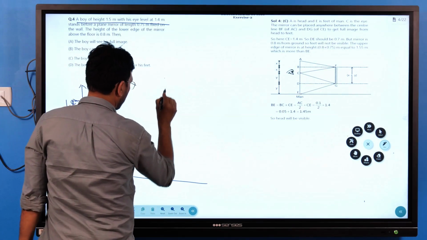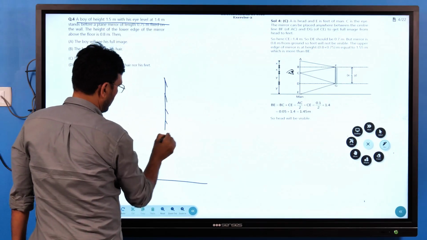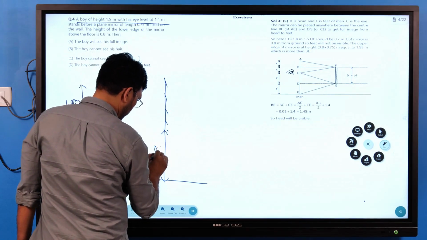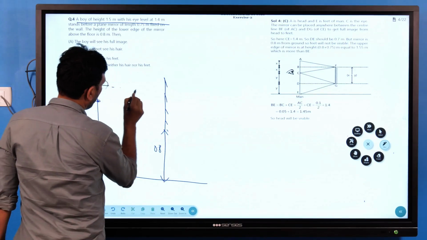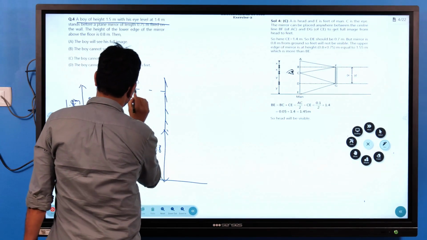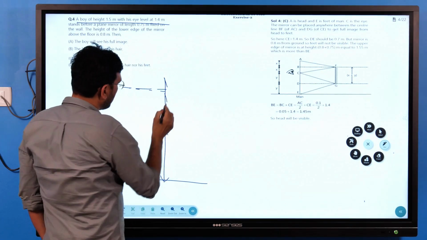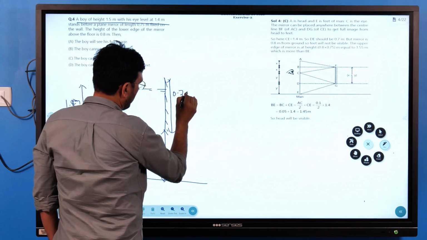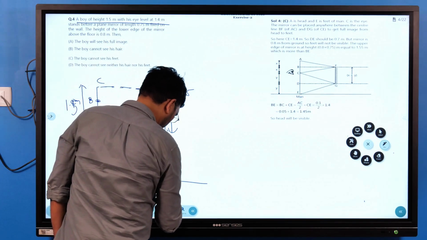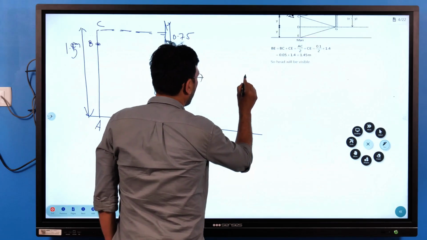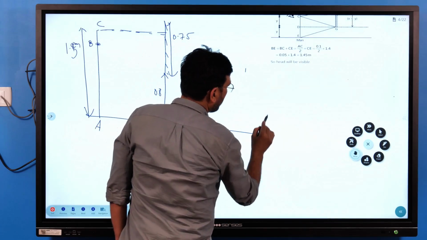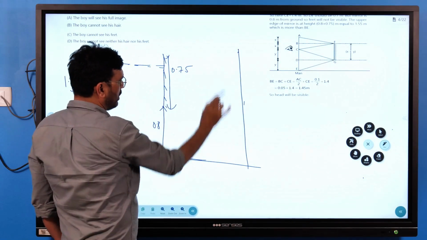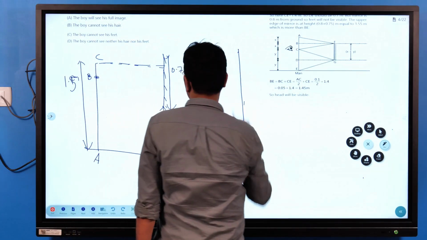So the mirror is somewhere like this. And this height from here to here is 0.8. And this height from here to here is 0.75. And you will be getting the image here only, right? The image will be somewhere here. This is the place where you're getting the image.